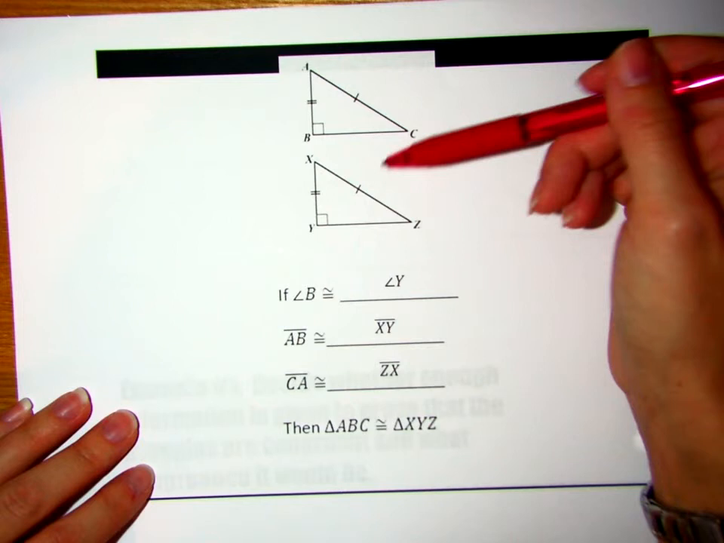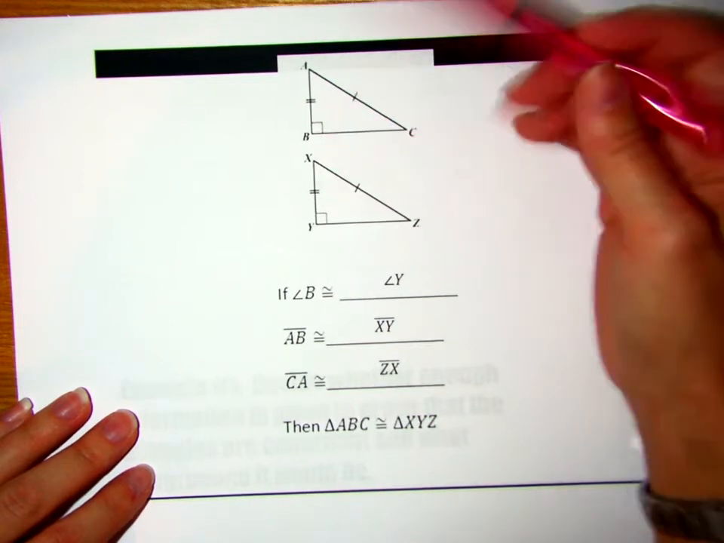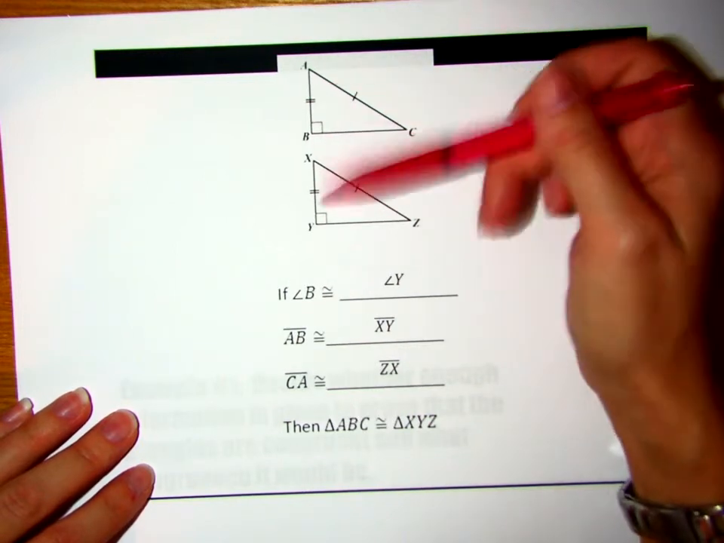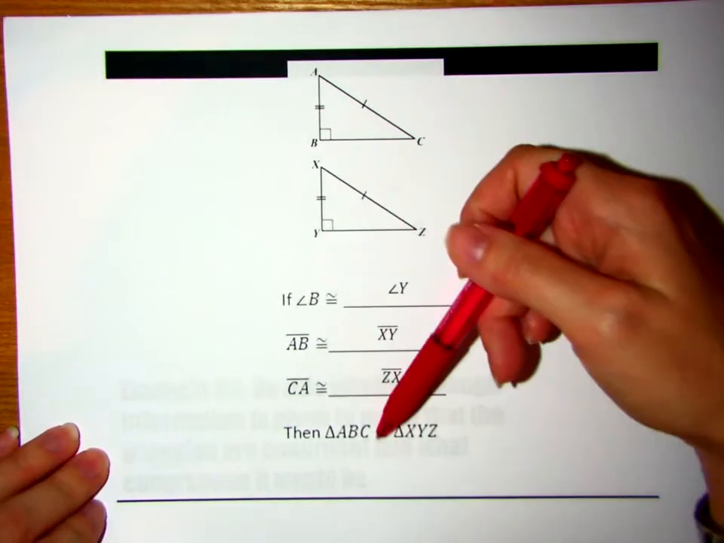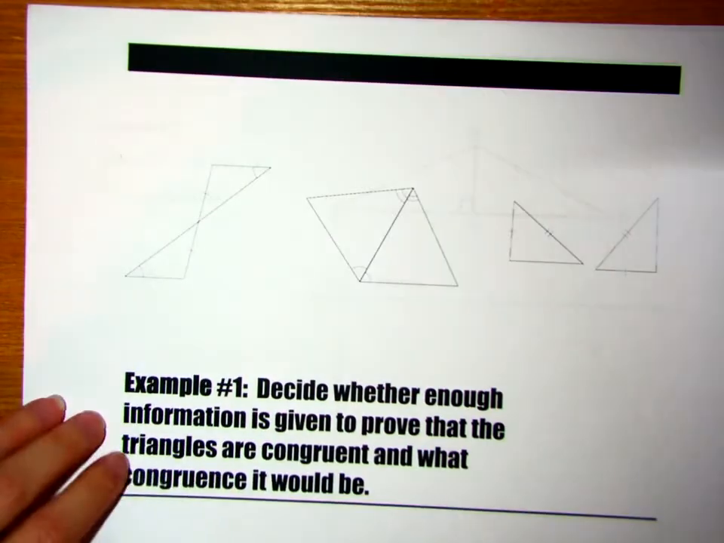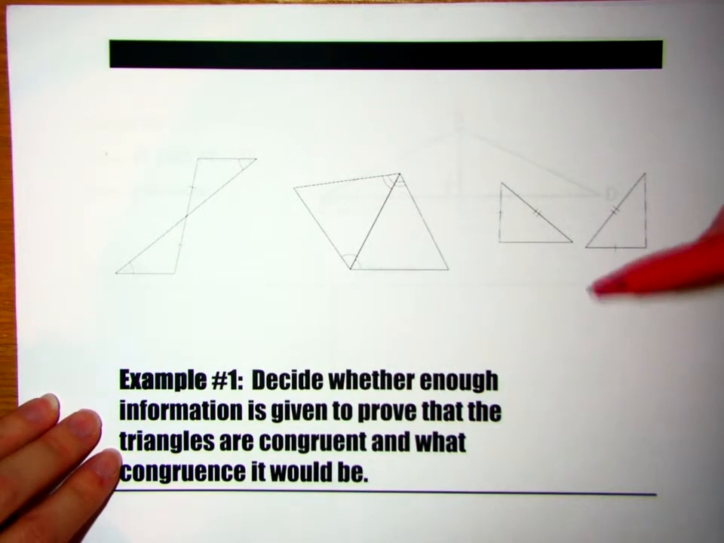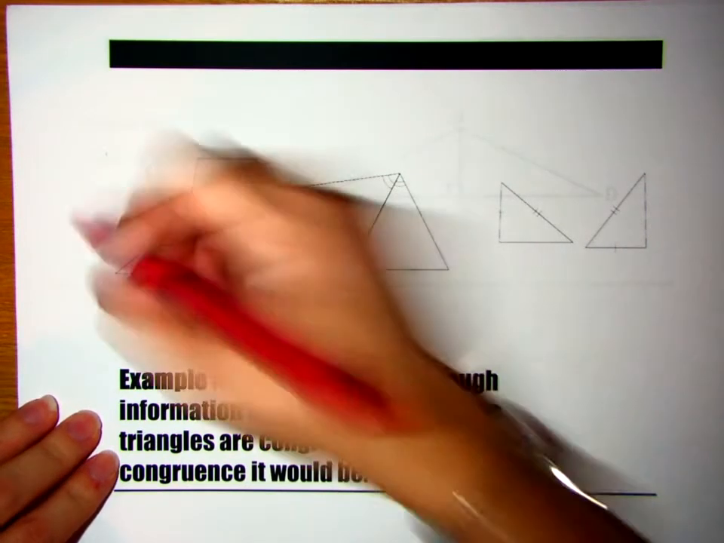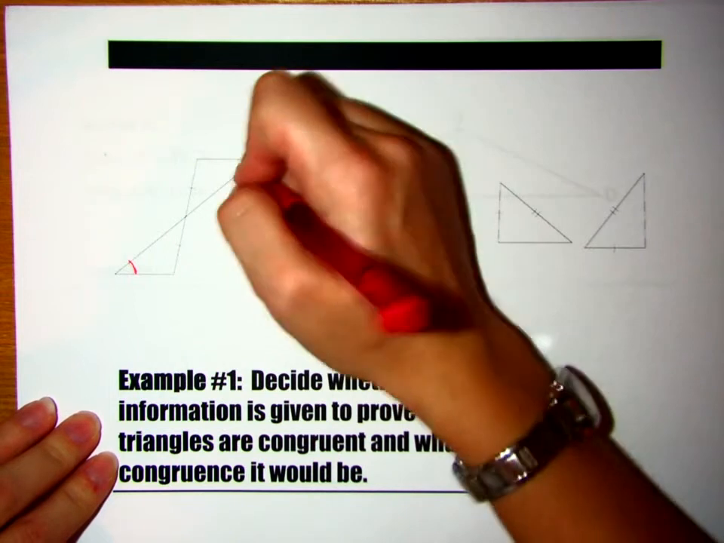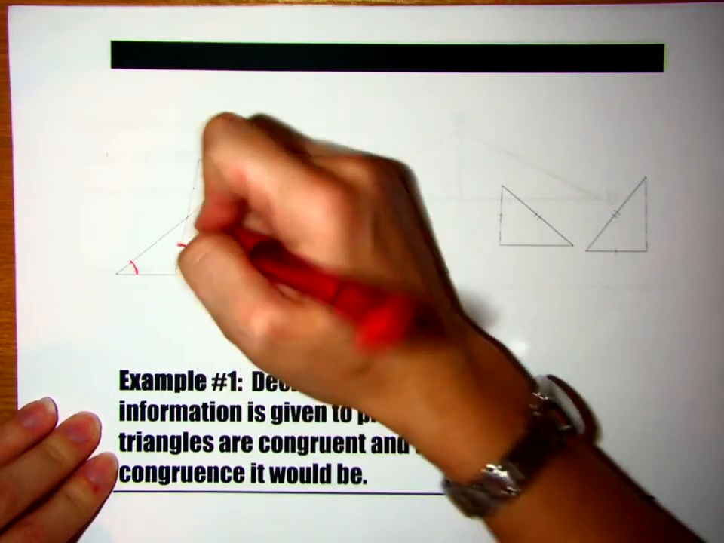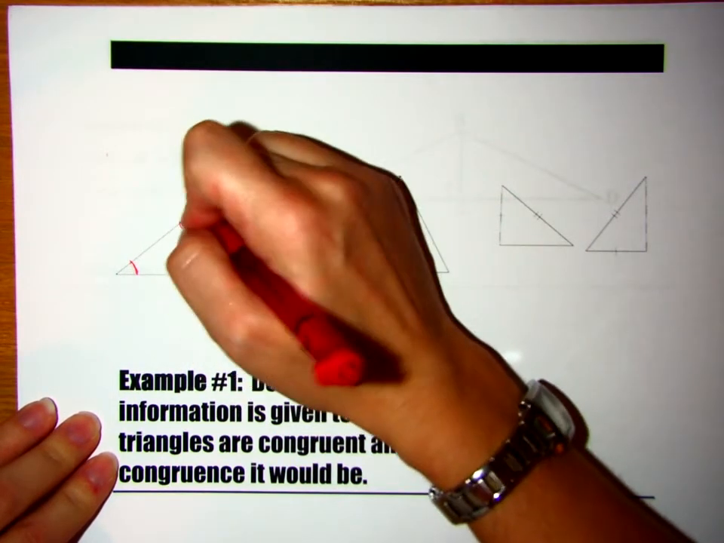So you see in our example here, we have a right triangle, and then we've got the hypotenuse and one of the legs are congruent, so we can say the two triangles are congruent. In this example, it says determine whether there's enough information to prove that the triangles are congruent. To make this a little easier for you to see, I have an angle and an angle, I have a side and a side, and I have an angle and an angle.